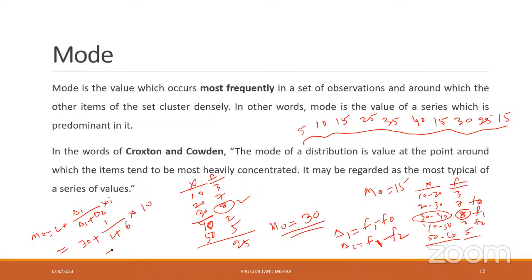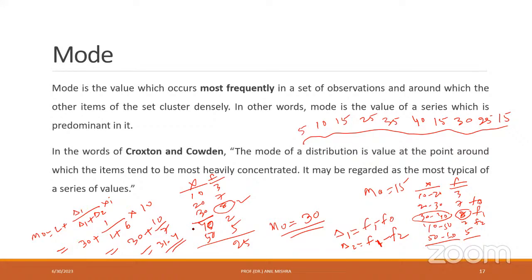Now simplify it. That is 30 plus 10 divided by 7. I mean it is 31 point, how much? 4, right? 31.4. The value of the mode equals 31.4.